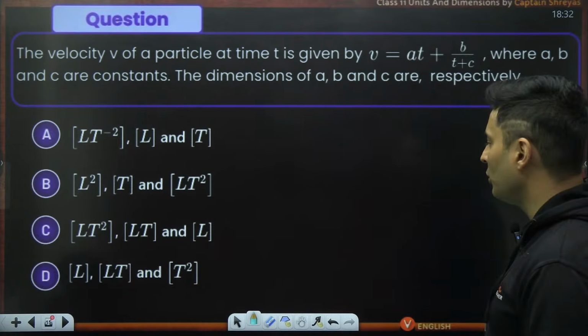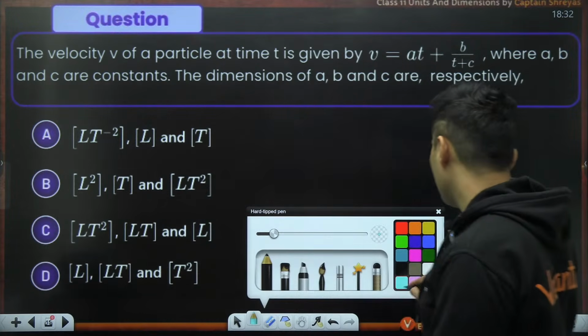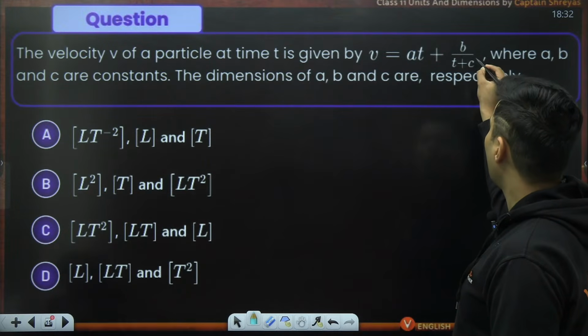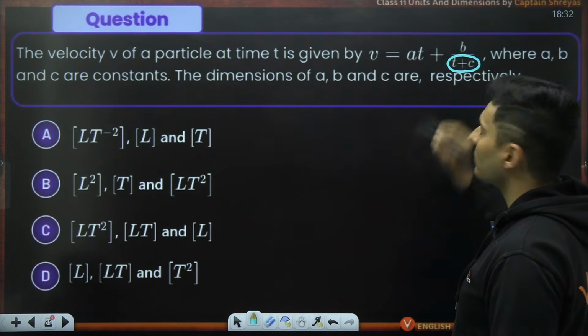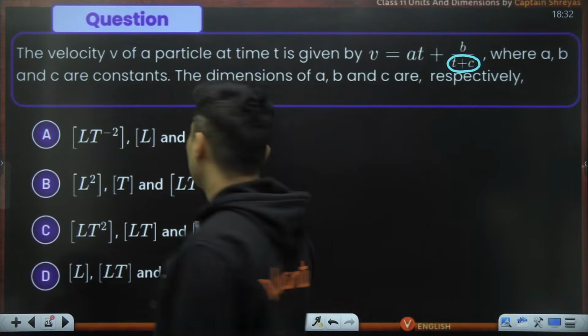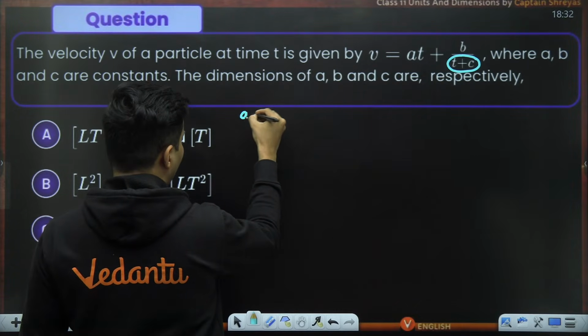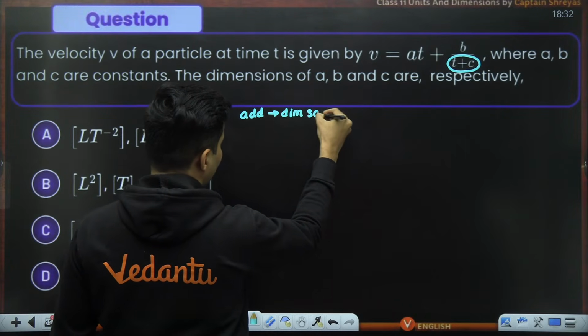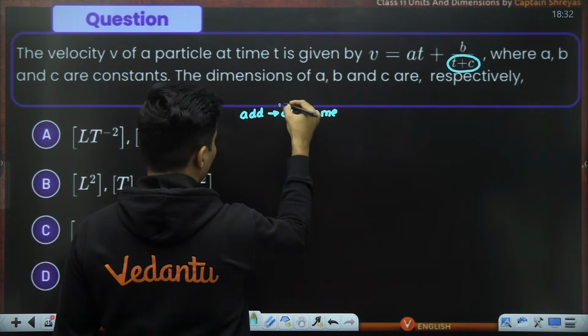Come on, guys, let's start doing it one by one. What are the dimensions of a, b, and c? Focus your attention quickly on this term, t plus c. You can only add and subtract quantities of the same dimension. So while adding, the dimensions should be the same.